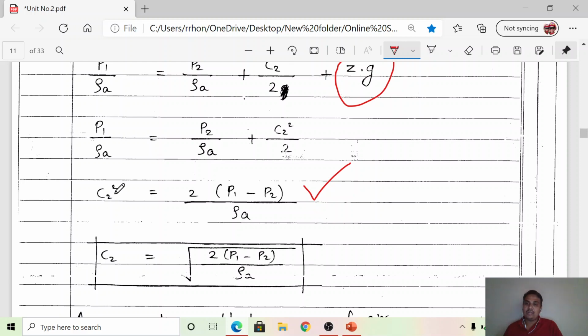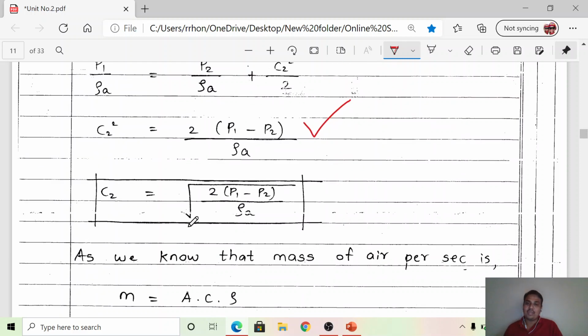Again, here is C2 square, so we can simplify the equation again. So C2 is under root of 2 into P1 minus P2 divided by the density of air. This is the further simplified equation.